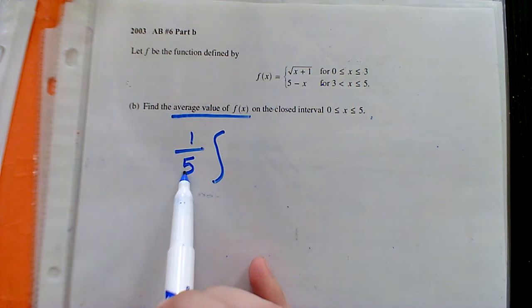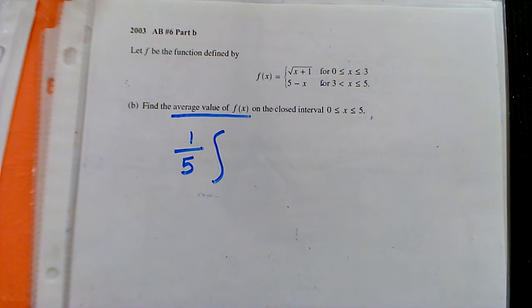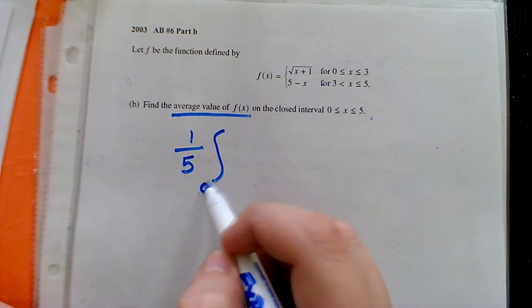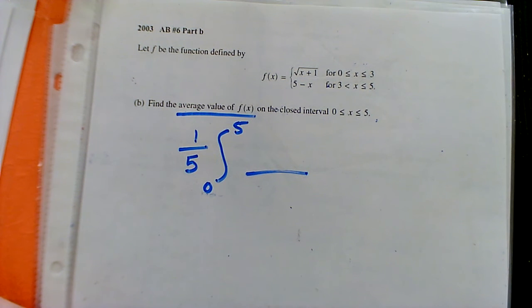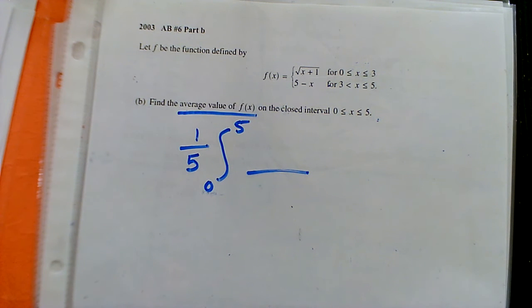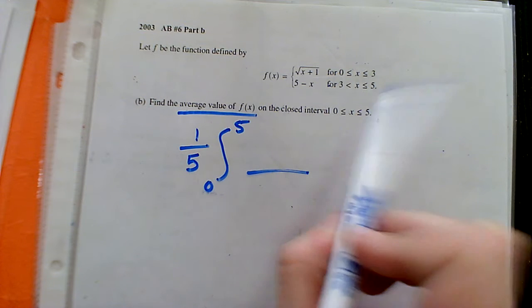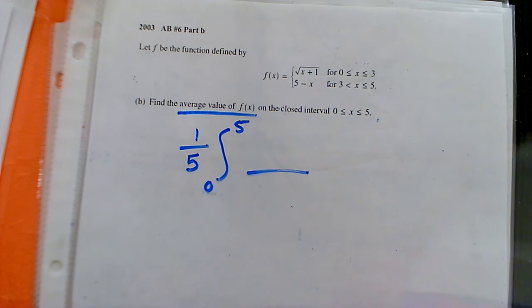Let's see, we would have 1 over 5. And then if we kept going, the bounds would be 0 to 5. What function should we write in there? We have two functions. Can we write specifically one of them there? What do you think? Notice how the first function goes from 0 to 3 and the second function goes from 3 to 5. Do we have one single function that goes from 0 to 5?